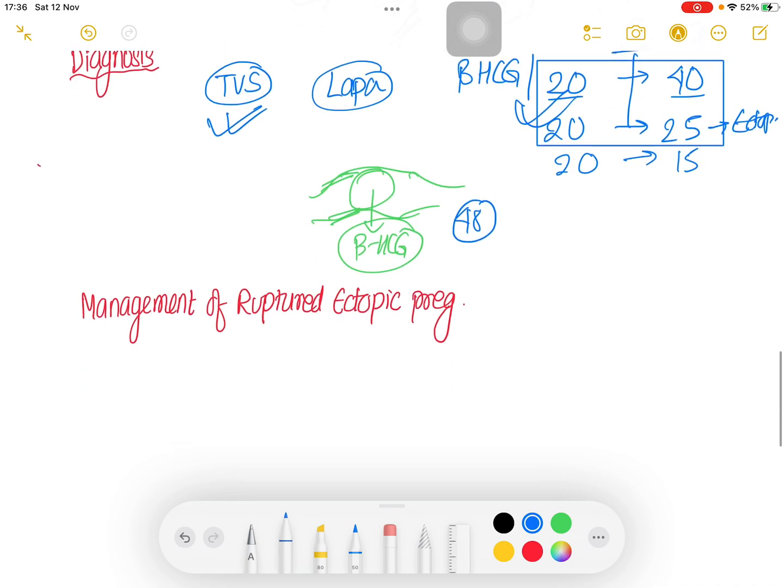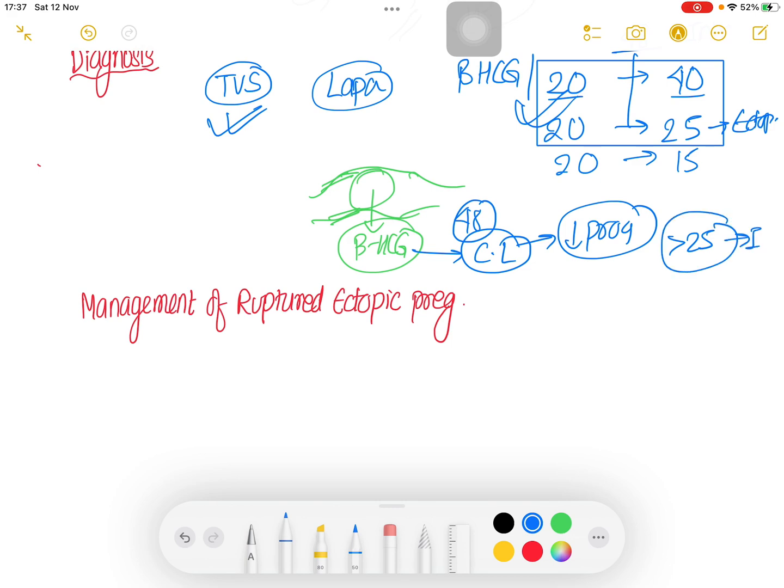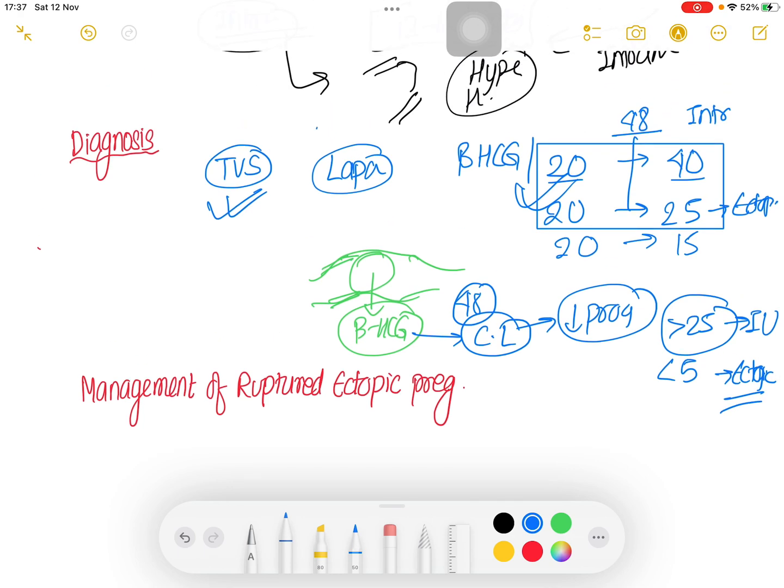Other values: if the beta hCG decreases, then the corpus luteum is not maintained properly, and there will be less progesterone secretion. If the value of progesterone is greater than 25, then it is an intrauterine pregnancy. And if the value is less than 5, then it is mainly an ectopic pregnancy and also a failing pregnancy. So we can do TVS, laparoscopy, beta hCG and progesterone.